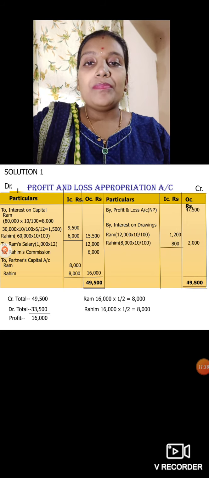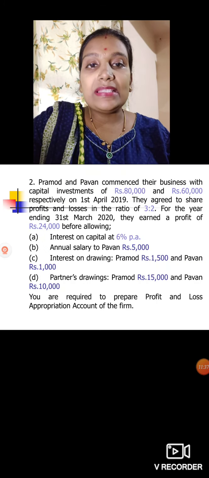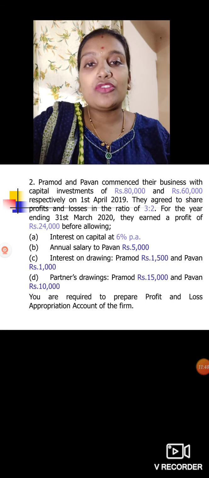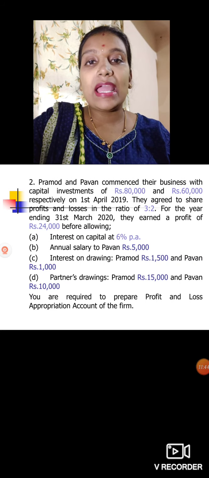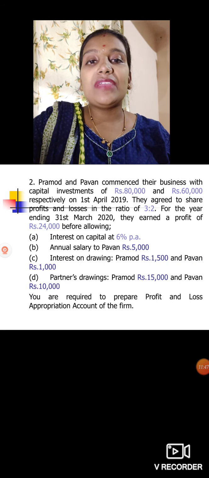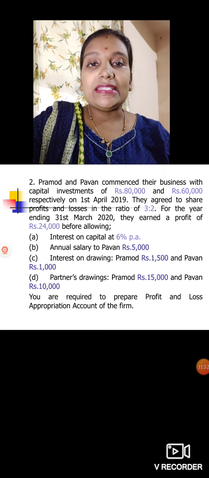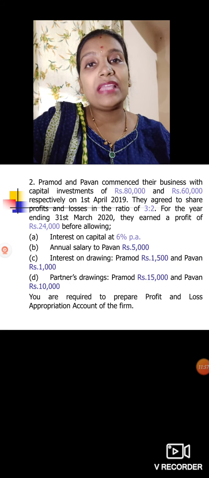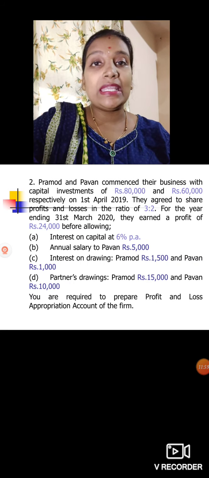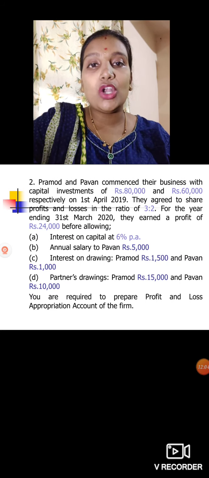Then we'll see the second problem here. Pramod and Pawan commenced their business with a capital investment of rupees 80,000 and 60,000. So two partners here we have, Pramod and Pawan. Capital investment we have 80,000 and 60,000, on 1st of April 2019. They agreed to share their profits and losses in the ratio of 3:2. In the previous problem they had not given any profit and loss sharing ratio, but here they have clearly mentioned it is 3:2. They are sharing their profits and losses.